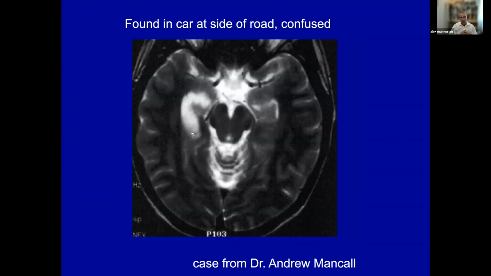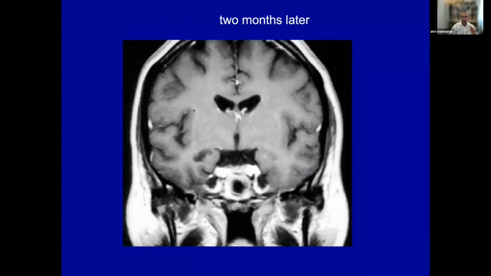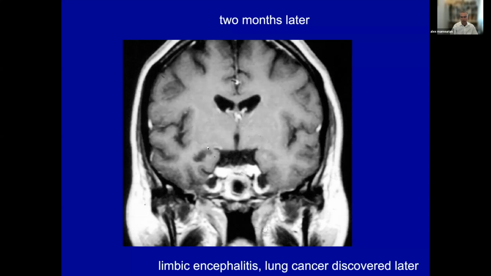This was a case sent to me by a friend of mine, Dr. Mancall. This patient was found by the side of the road in his car. The patient was confused. The police brought him to the hospital. He maintained this disorientation. They got an MR scan and they noticed this expanded abnormal hippocampus. And then 2 months later, there was involution of the hippocampus. So again, this is not a case of mesial temporal sclerosis. They considered limbic encephalitis, and the patient was discovered to have an underlying lung cancer.